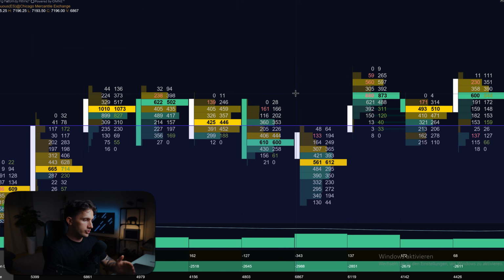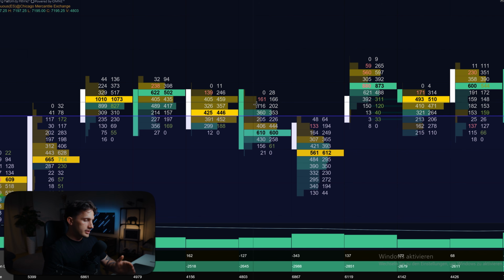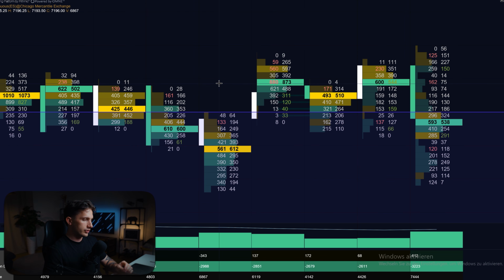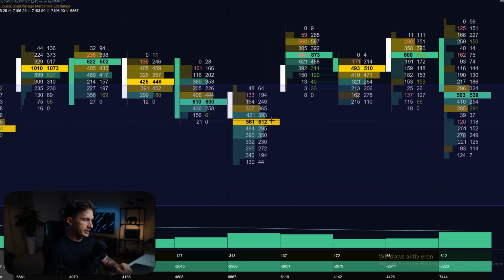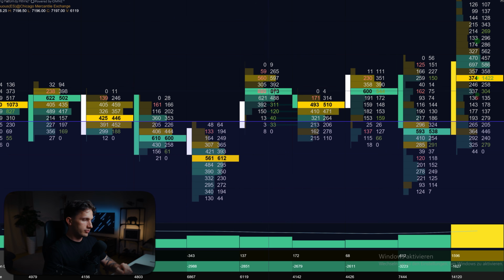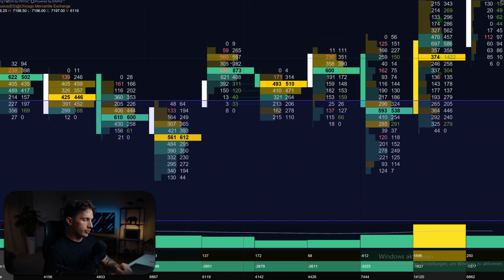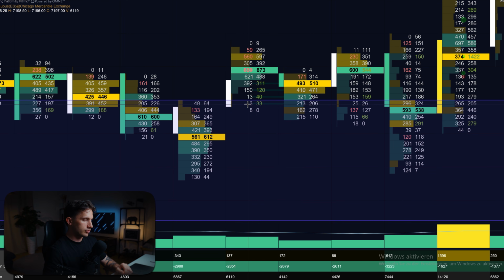So that's about volume. Now, you can see right here these red numbers and green numbers. These are imbalances, and they are pretty important when you look at a footprint chart. The yellow box right here is the point of control, and the green box right here is as well a point of control, right? The highest volume on the volume profile is always the point of control.